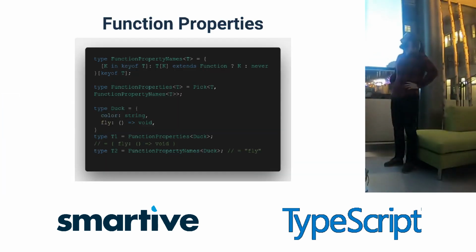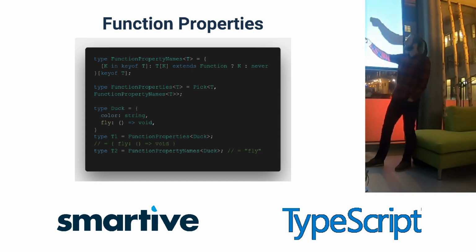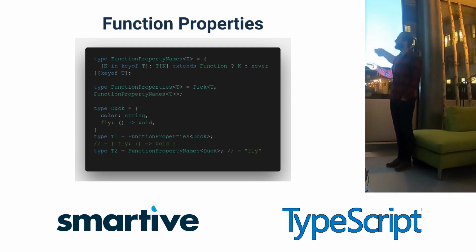Good, good. Okay, function properties. Here you can see this is the more advanced stuff where you start inspecting functions, and using these conditional types that we talked about before, you can actually extract the properties of a function. Sorry, I was wrong. You can extract the properties of a function.